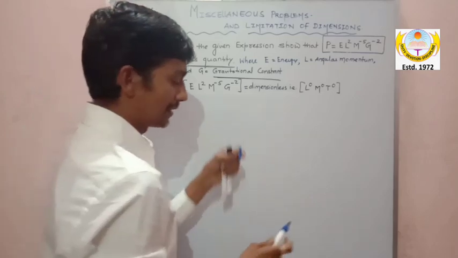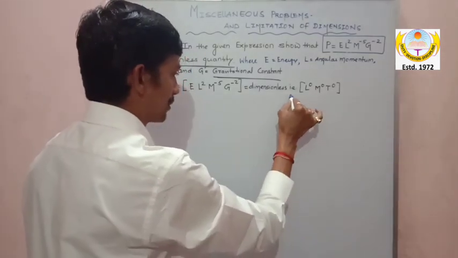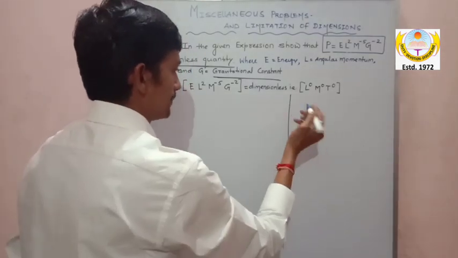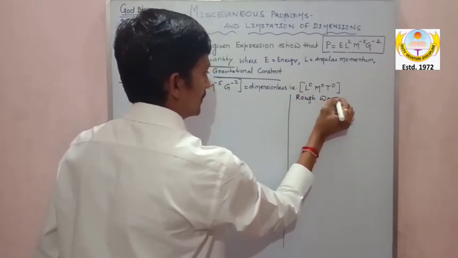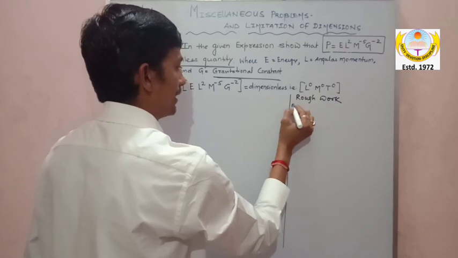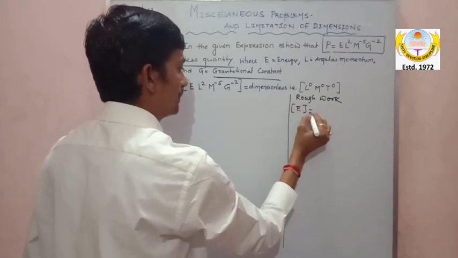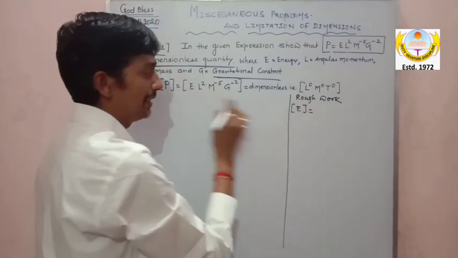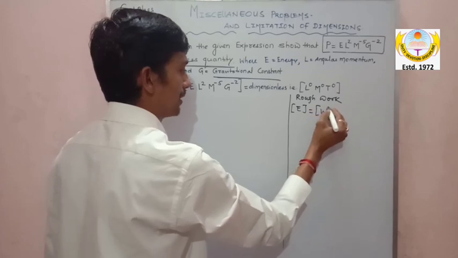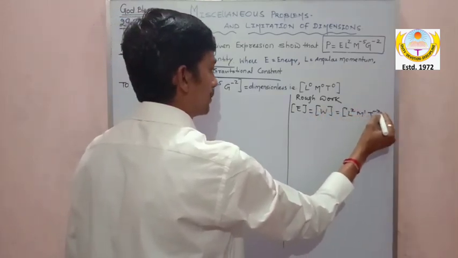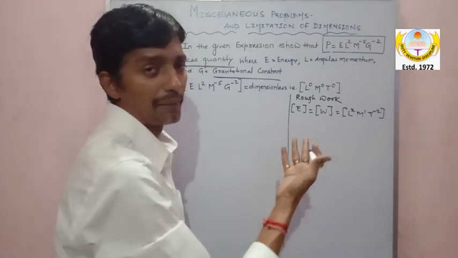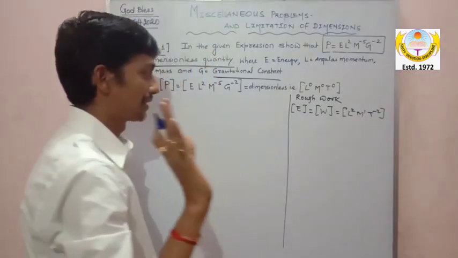Now my dear, first I should do some rough work. Let's start. The first quantity is E. E is energy. Energy is work, and its dimension is L2 M1 T minus 2. I hope everybody has learned the dimension for energy or work.